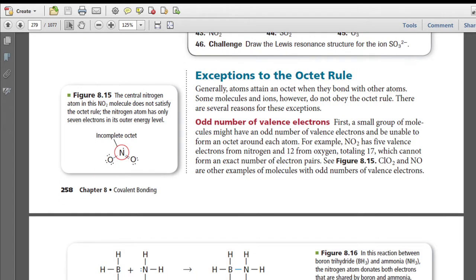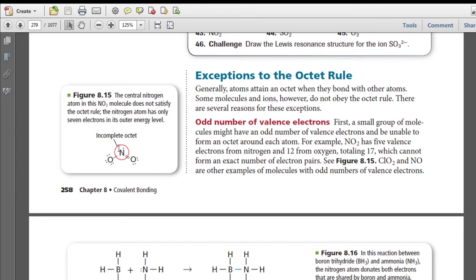Generally, atoms attain an octet when they bond with other atoms. Some molecules and ions, however, do not obey the octet rule. There are several reasons for this exception. Odd number of valence electrons, for example. First, a small group of molecules might have an odd number of valence electrons and might be unable to form an octet around each atom. For example, NO2 has 5 valence electrons from nitrogen and 12 from oxygen, totaling 17, which cannot form an exact number of electron pairs.